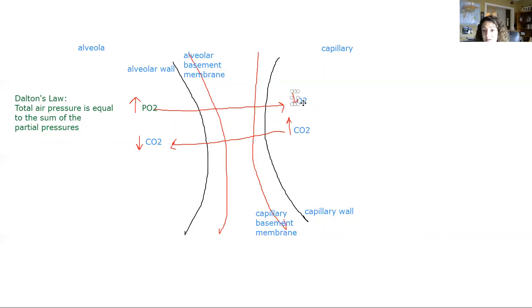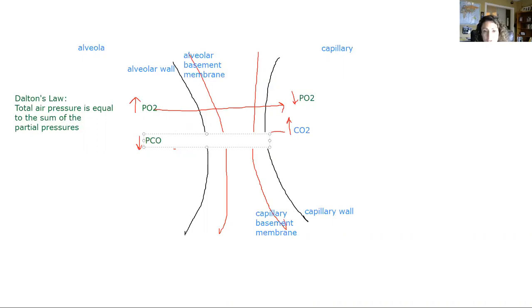There is a low PO2 in the capillary. So we have the gas gradient. So the gas will move down that pressure gradient from the alveola into the blood. So all I'm doing is adding that term of partial pressure. Okay, so the CO2 will become PCO2.